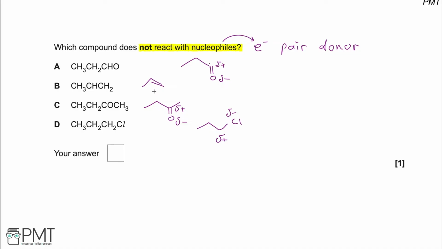In propene, we don't have a center of electron deficiency. In fact, this alkene carbon-carbon double bond is a center of high electron concentration, and that is not going to react with a nucleophile. So here, our answer is going to be B.